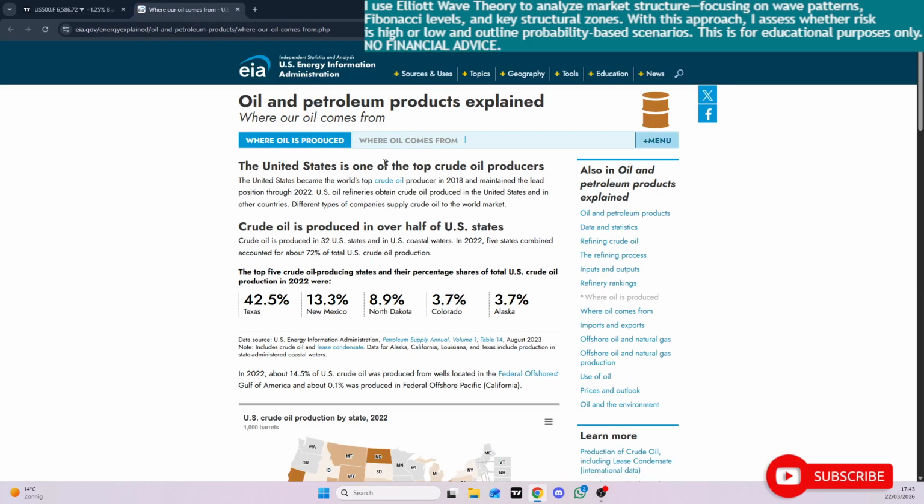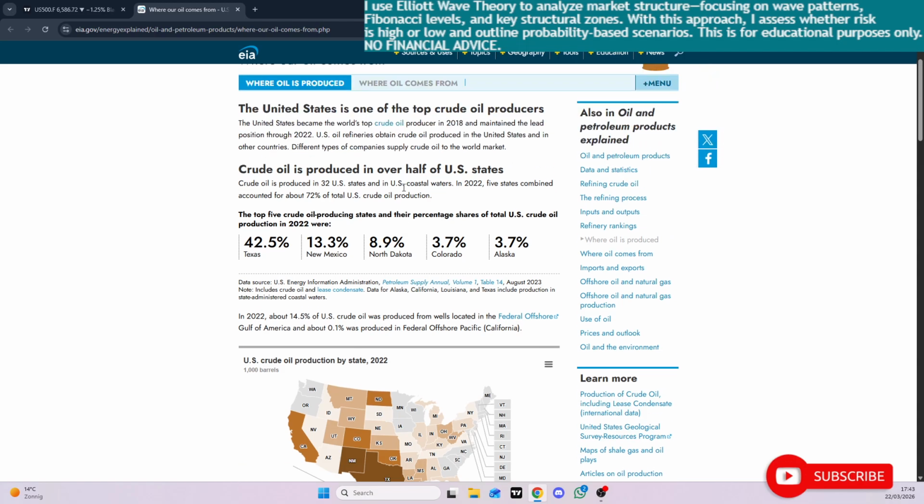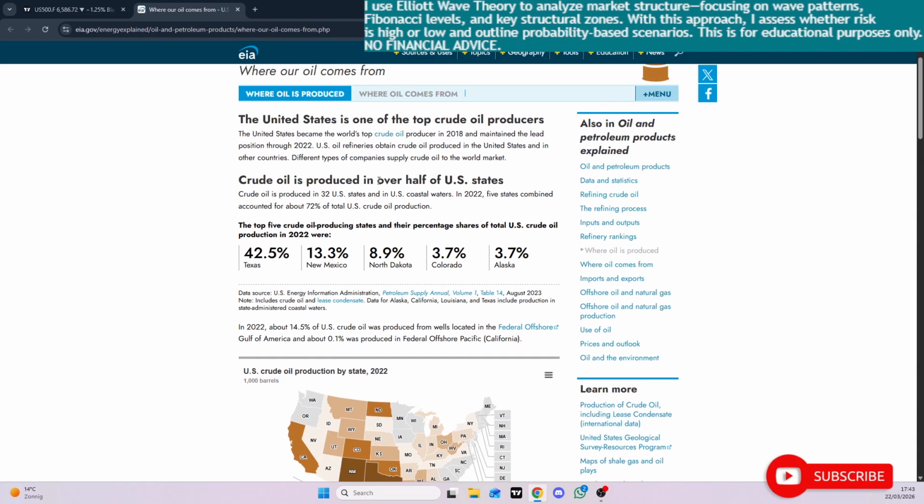Then when it comes to the US, the top 5 crude oil producing states.